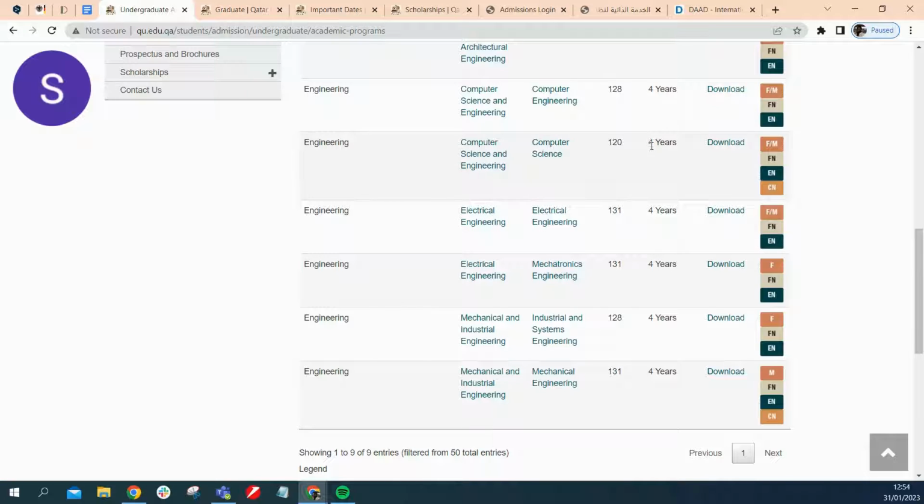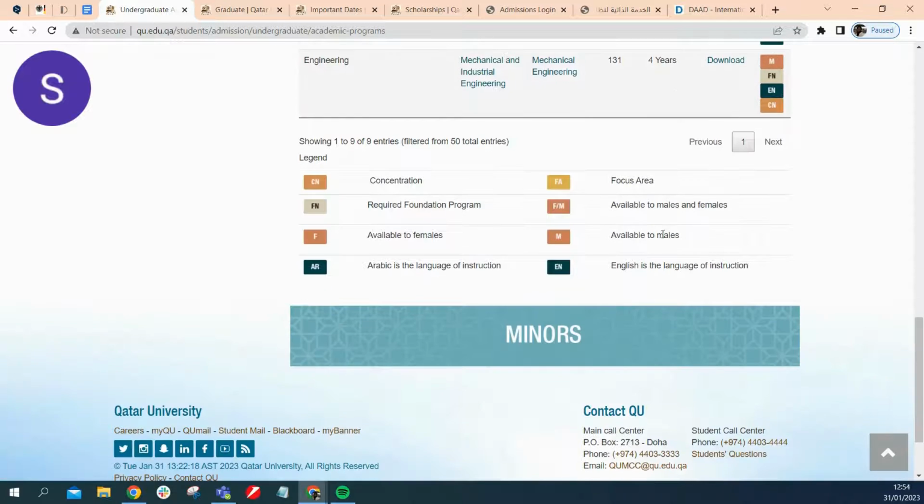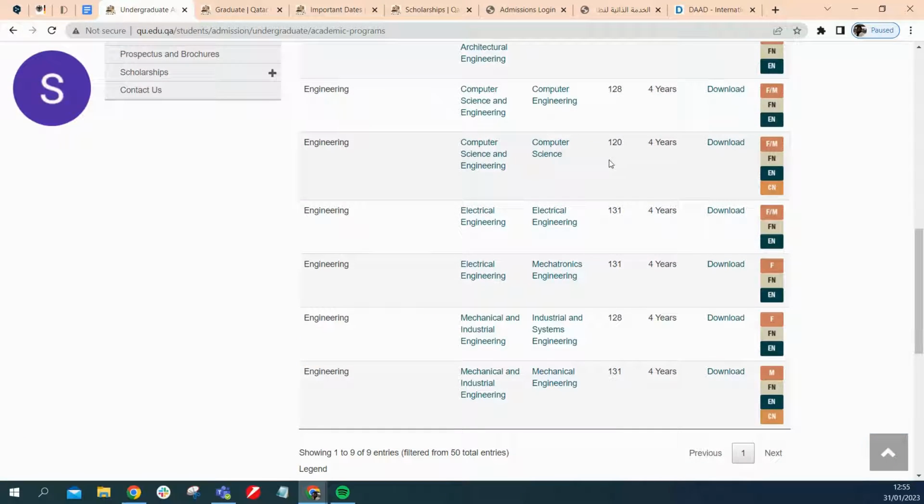You can already see it says 4 years, and you can also have the function to download the brochure of the faculty. And here is the legend, which means different things: concentration, required foundation program. So some of the courses require you to take a foundation program. So if this is amongst your legend, you have to do well to check what the foundation program is all about.